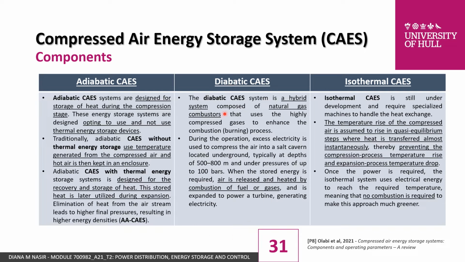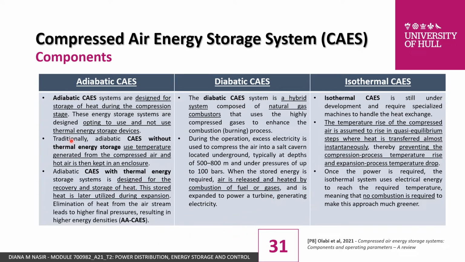So diabatic CAES is actually the traditional way of the CAES system. This system is a hybrid system composed of natural gas combustors that use the highly compressed gas to enhance the combustion process. During operation, excess electricity is used to compress the air into a cabin, of course located underground, typically at a depth of 500 to 800 meters and under pressure of up to 100 bars. When the stored energy is required, the air is released and heated by combustion of fuels or gas and is expanded to power a turbine, which then generates the electricity.